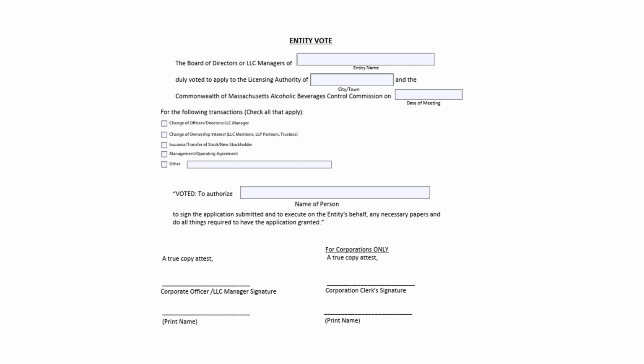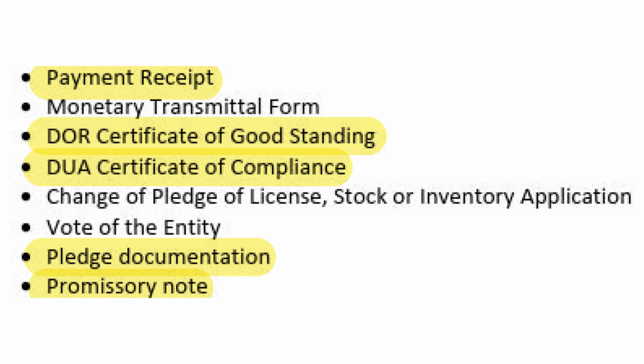A corporate officer/LLC manager must provide their signature and name at the bottom of the form. Corporations must also provide a signature and name of the corporation clerk at the bottom of the form. Once the application forms are completed, please make sure that the other required documents in this list are included in the application packet. This includes the $200 ePay receipt, the Certificate of Good Standing from the Massachusetts Department of Revenue, the Certificate of Compliance from the Massachusetts Department of Unemployment Assistance, the pledge documentation, and the promissory note.